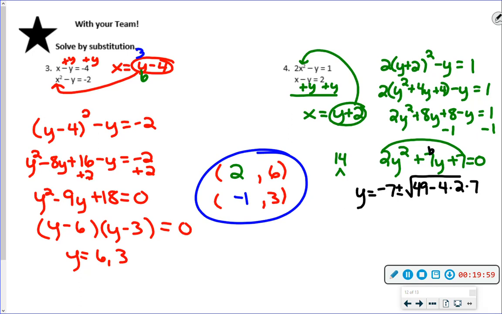Now wait a minute. I'm going to end up, I know it's all over 2a, but I'm looking at the square root. I'm going to have 49 minus 4 times 2 is 8. 8 times 7. That's going to be a negative. Can't square root a negative. I just did all that work for a lousy no solution. Isn't that great? God, I love math.